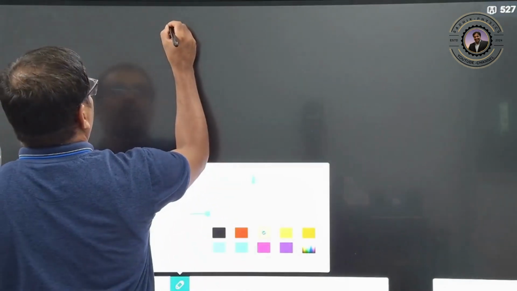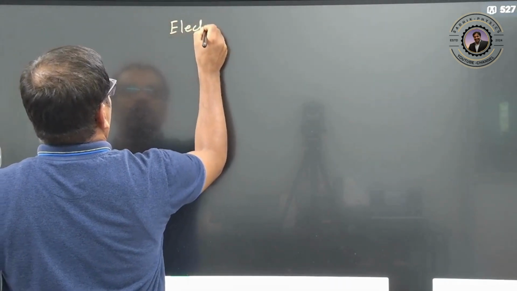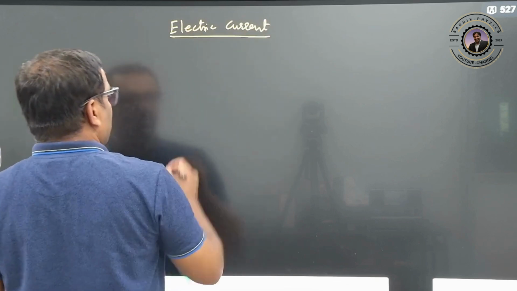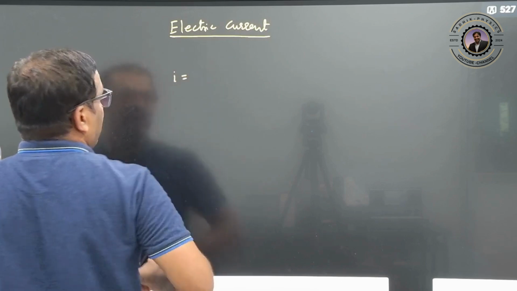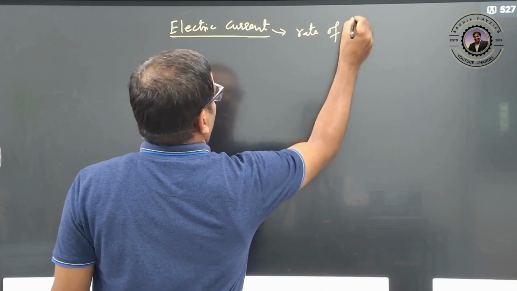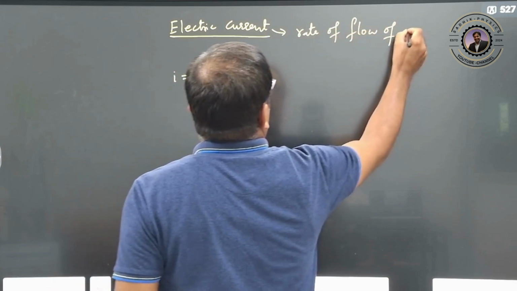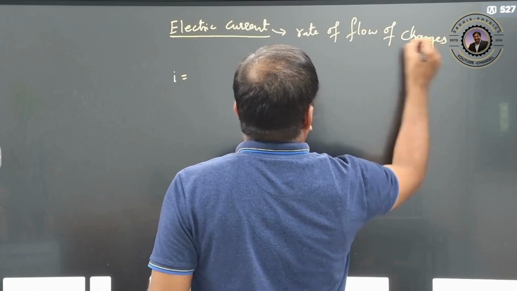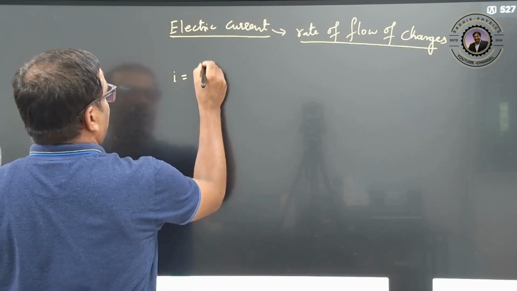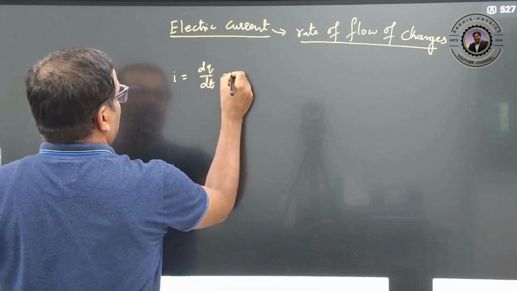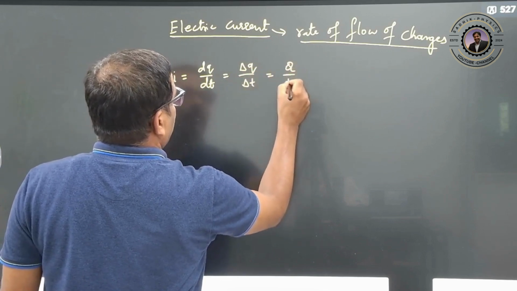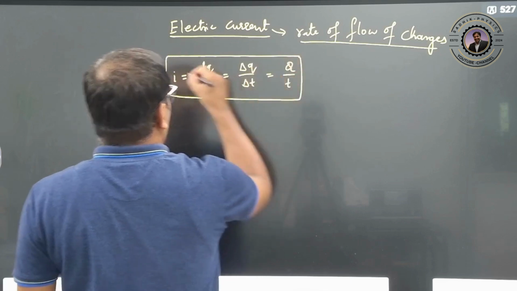Now we go to electric current. Electric means charges, and current is defined as the rate of flow of charges. So the rate of flow of charges is the current, which can be defined as dq by dt, or the net charge flowing in a time, or total charge by time. All of these are the same.